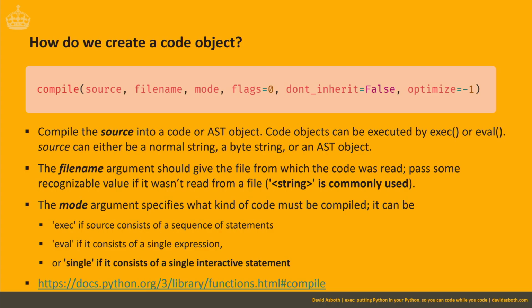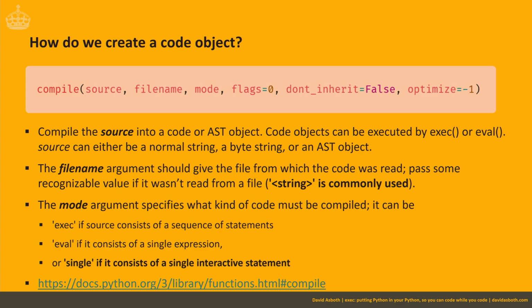So this requires a few options. We can pass in some source code, which could be a string most of the time. As it says, it could be a normal string, byte string, or an AST object. We won't talk about that too much. It also needs a file name, which I think is mostly for error messages, so you know where that dynamically generated code has come from. I like the fact that there is a common value given to us in the Python documentation for what you should use for that value.